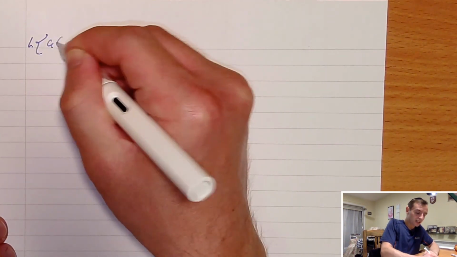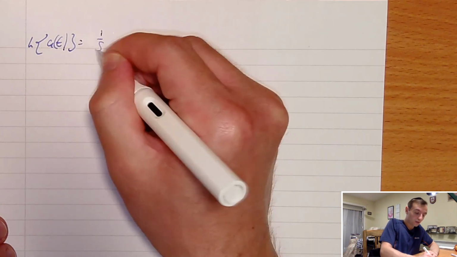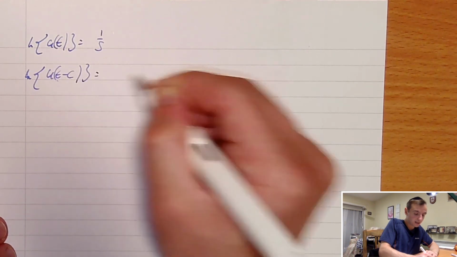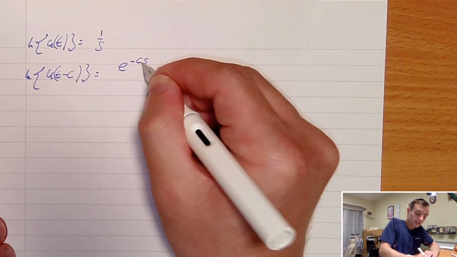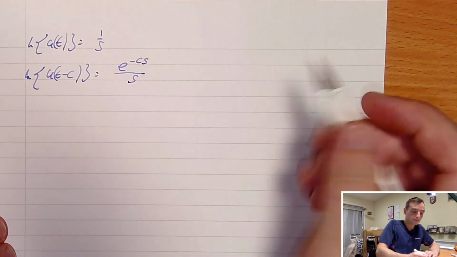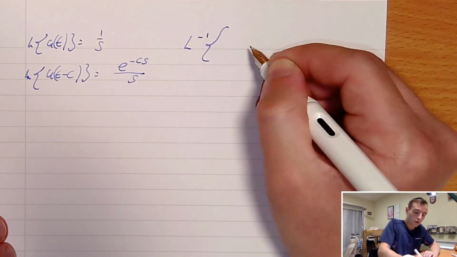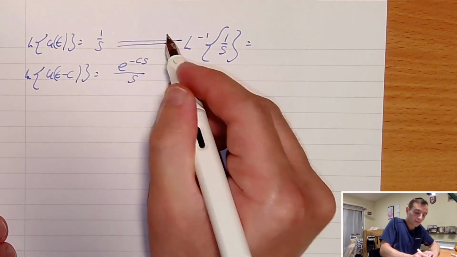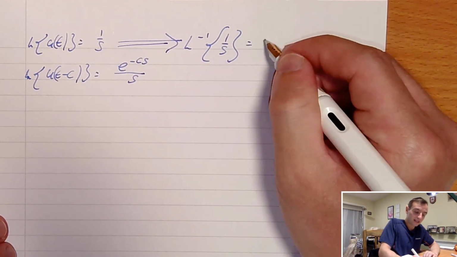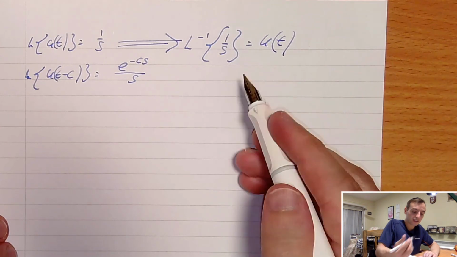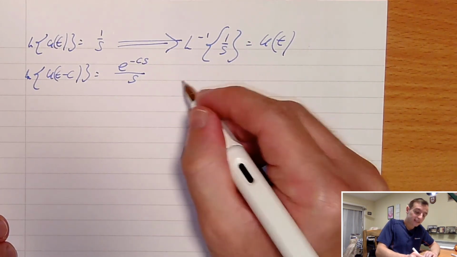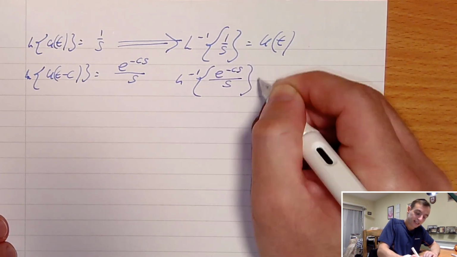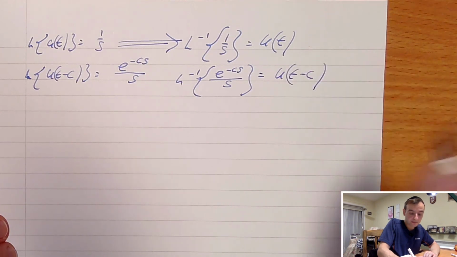So we know that the Laplace transform of u(t) equals 1 on s, and the Laplace transform of u(t minus c) equals e to the minus cs on s. So if the question was, what's the inverse Laplace transform of 1 on s, we know by implication that that's going to be u(t). And the inverse Laplace transform of e to the minus cs on s is going to be u(t minus c).